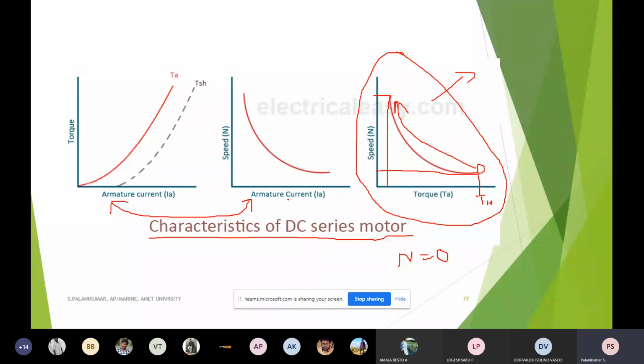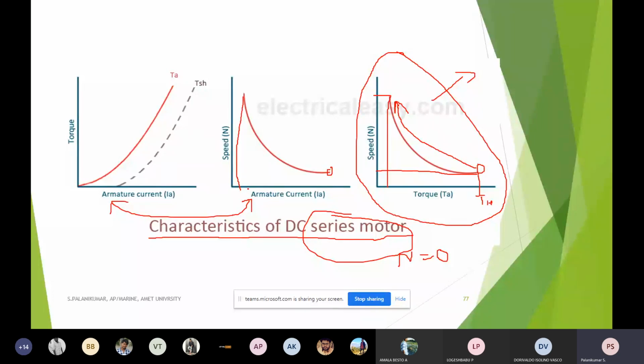This is the armature current. Because it has to produce very high torque initially, the armature current is also very high. If you want to increase the speed, not much torque is required, so I can produce very high speed at a low current. This is a very important characteristic exhibited by the series motor. When we reduce the load on the motor, the speed keeps on increasing.